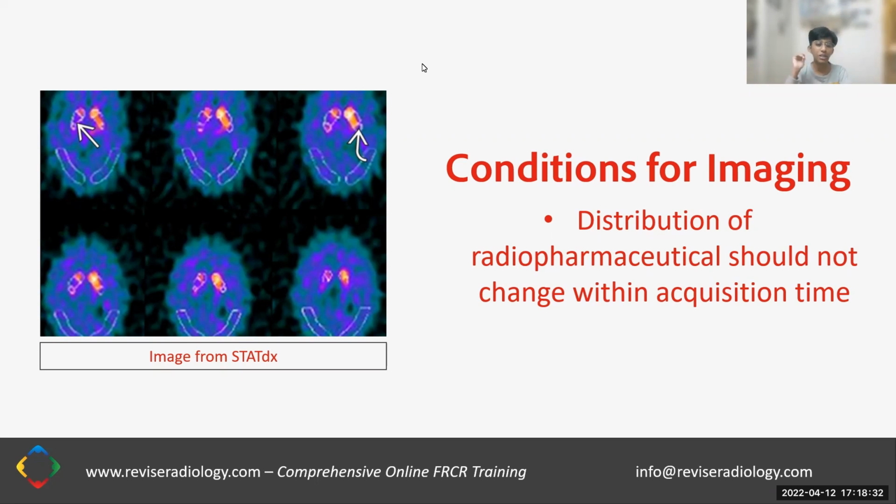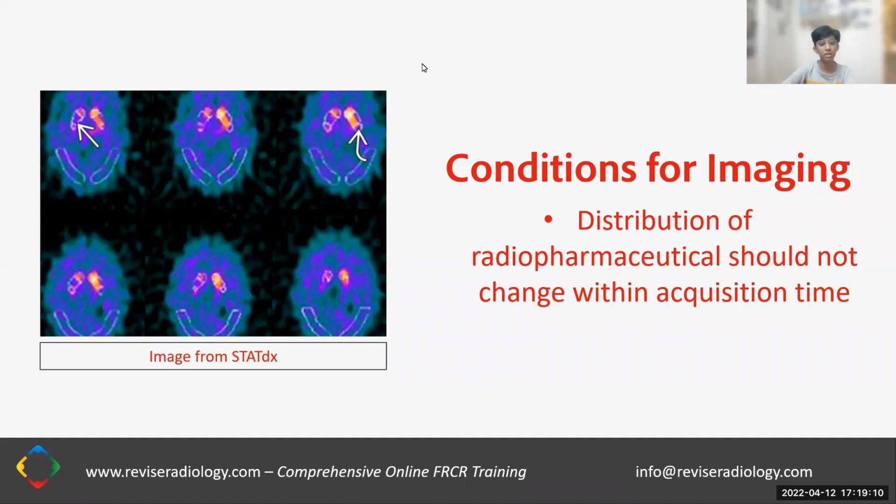So first of all, we need to talk about the radiopharmaceutical itself. The distribution of the radiopharmaceutical should not change significantly within the acquisition time. The distribution of the radiopharmaceutical depends on biological processes within the body. If the distribution is changing a lot in the region that you're looking at within the examination time, the computer will not be able to understand why that kind of change is coming, and what you will get is an image without any usable information.